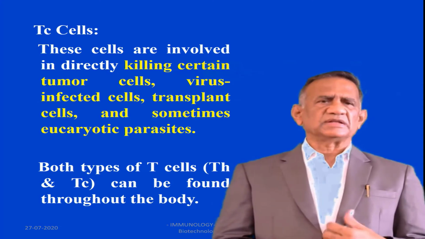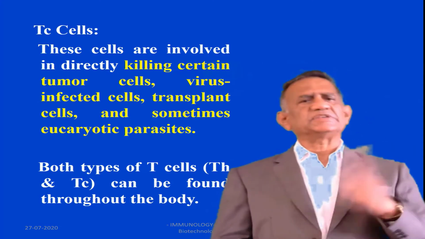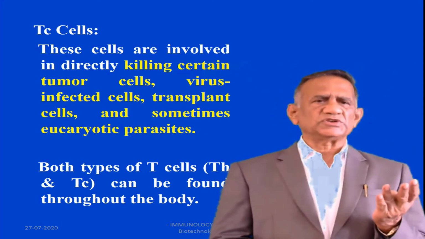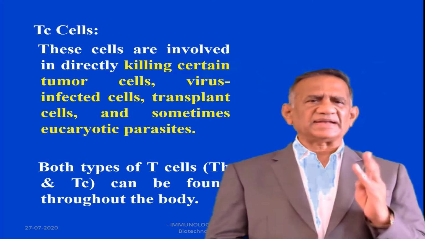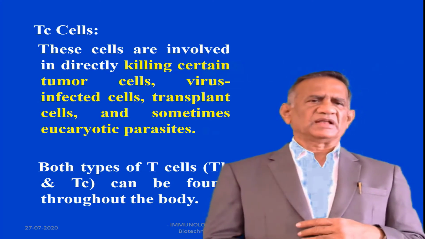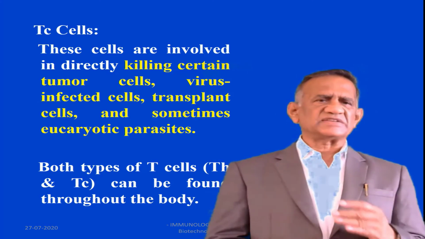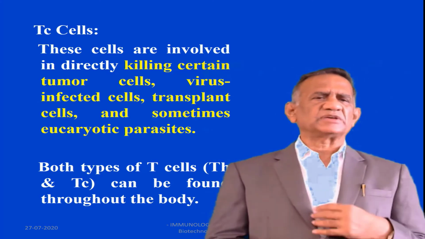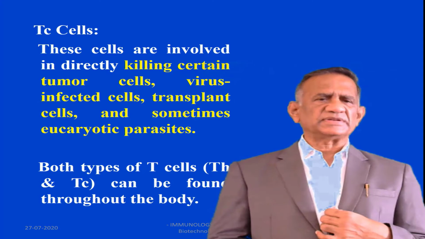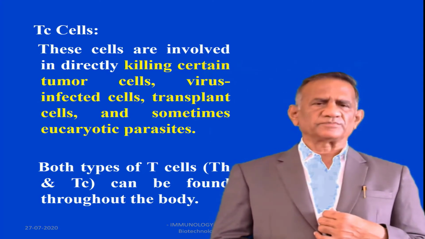So the T cells, then let us see in that T helper cell, the T cytotoxic cell. Let us see the T cytotoxic cell. T cells are involved directly in killing certain tumor cells, virus infected cells, transplant cells, and sometimes eukaryotic parasites. And both types of T cells can be found throughout the body.